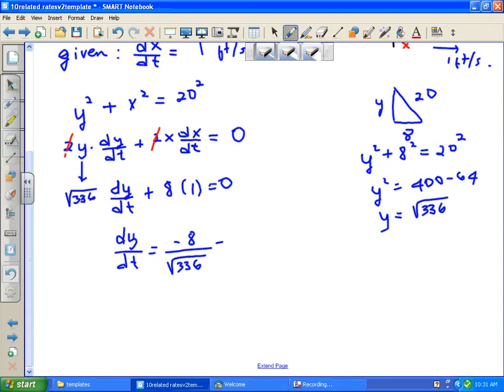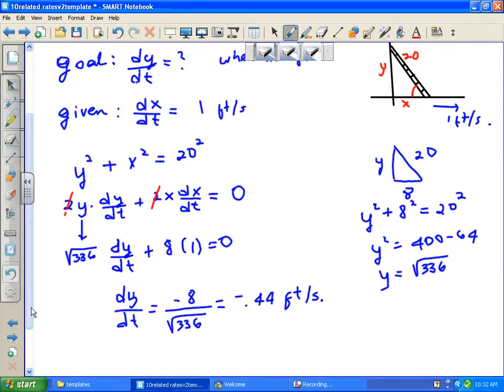Anybody who got a decimal answer for us? And it should be negative, right? Negative 0.4 or 0.44, either one would be okay as far as I'm concerned. And the units would be feet per second. Does it make sense that this turned out to be a negative quantity, dy/dt? Because if that ladder is being pulled away on the bottom, the top is shrinking, right? The top distance is getting closer and closer to the ground, so dy/dt is negative, and that makes sense in this situation.